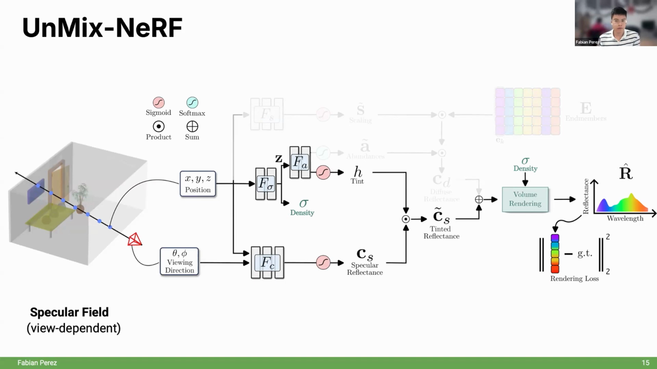A tint factor modulates this term to control the highlight color across wavelengths while keeping it separate from the diffuse material. We add it to the diffuse spectrum and then integrate with the density using standard volume rendering to produce the final spectral radiance.